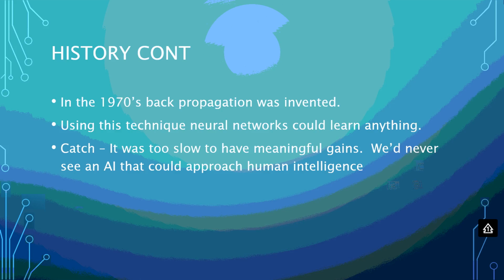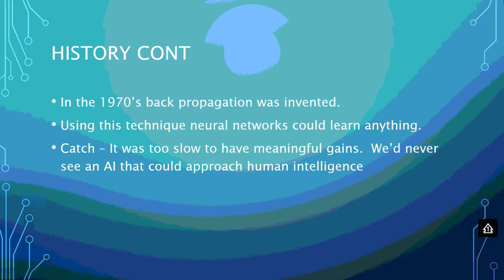So we fast forward to the 1970s, where now we're trying to work with multi-layered neural networks, and backpropagation was invented. Using this technique, you actually could teach a neural network to learn anything that a human could learn. But the catch is that it was just way too slow to have any sort of meaningful gains. If you had gone with the techniques they had back in the 1970s, you'd never see an AI that could approach human intelligence.